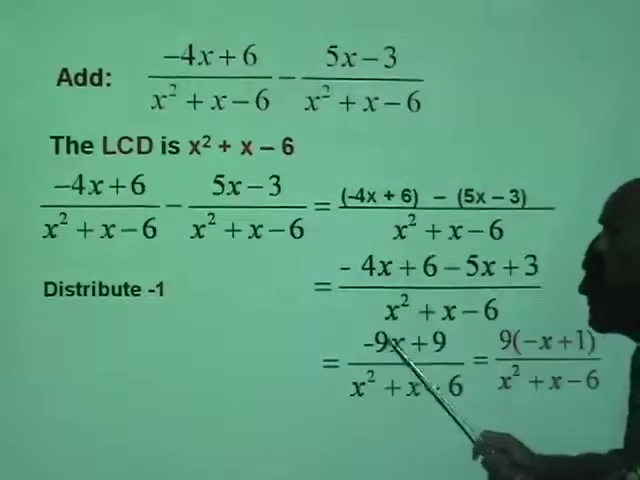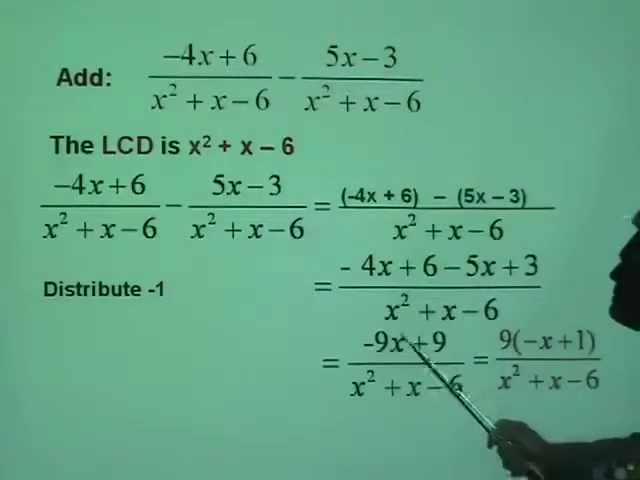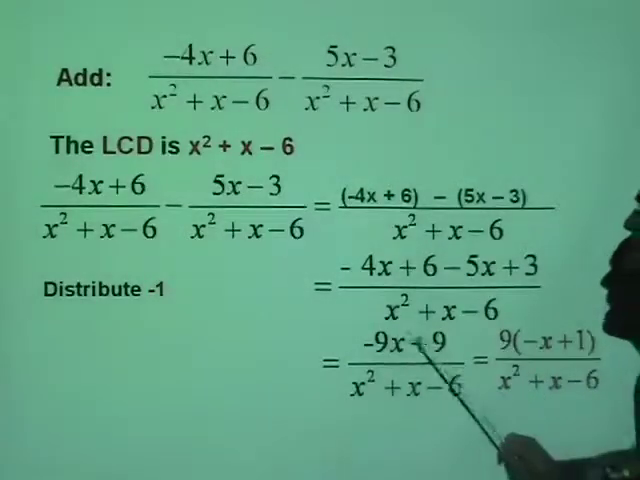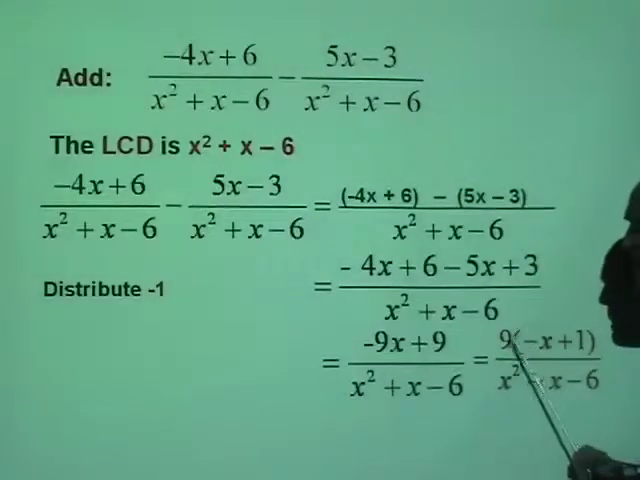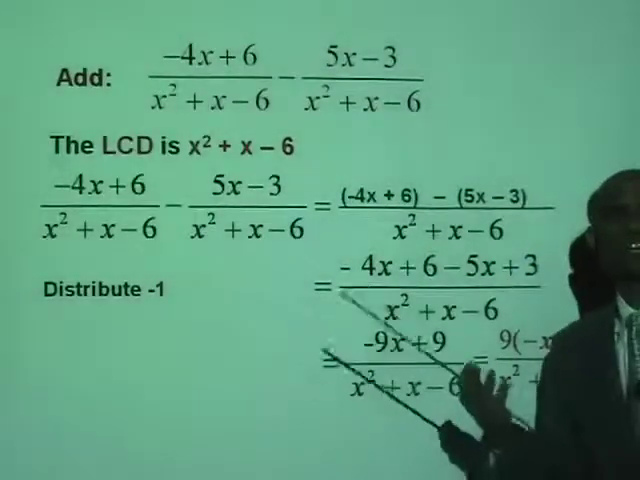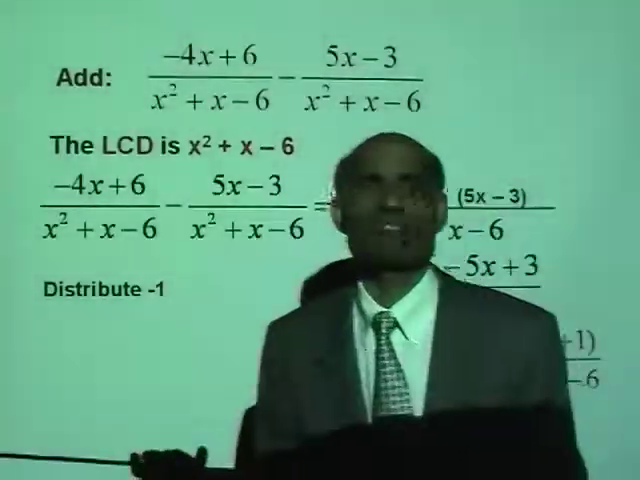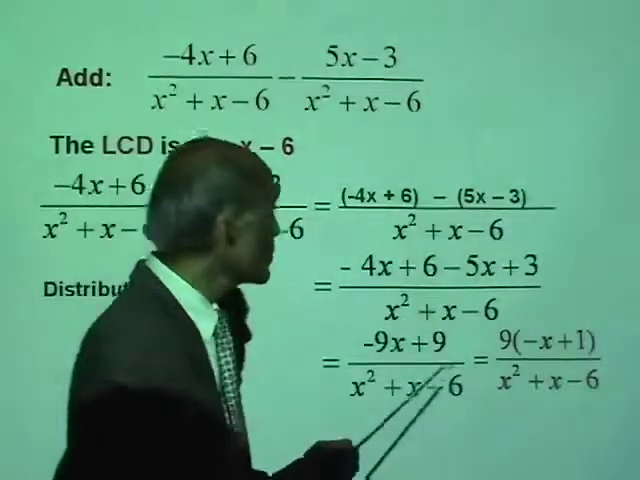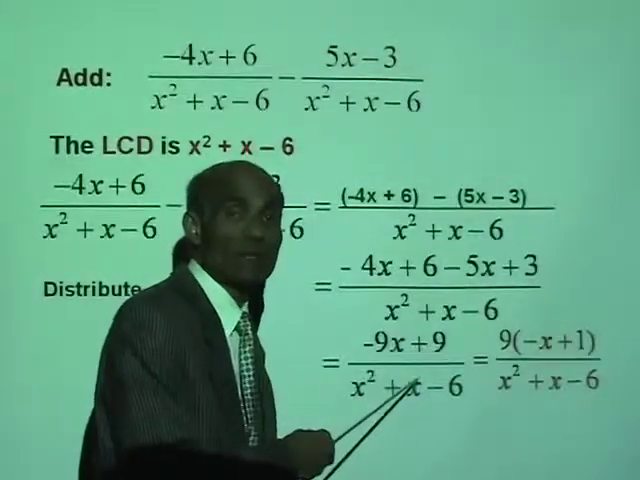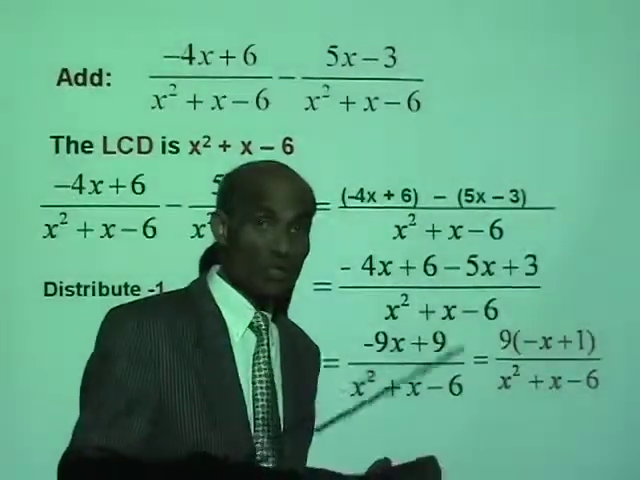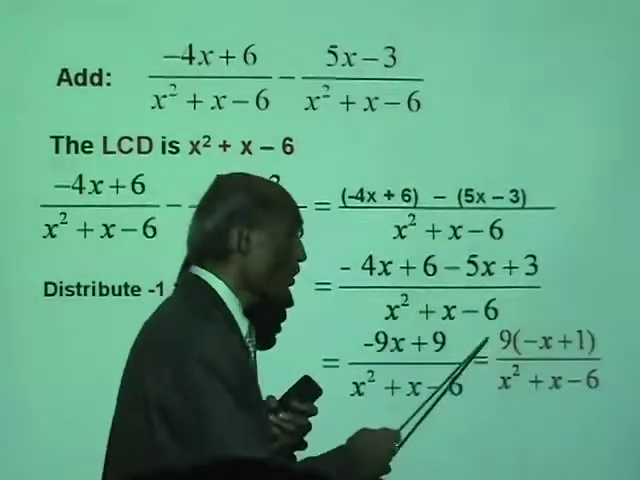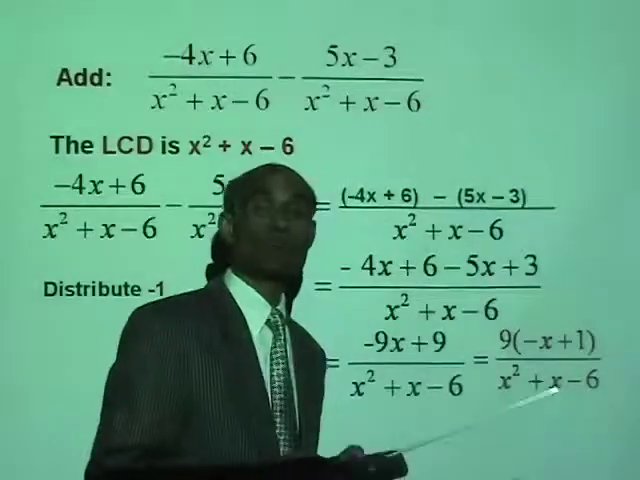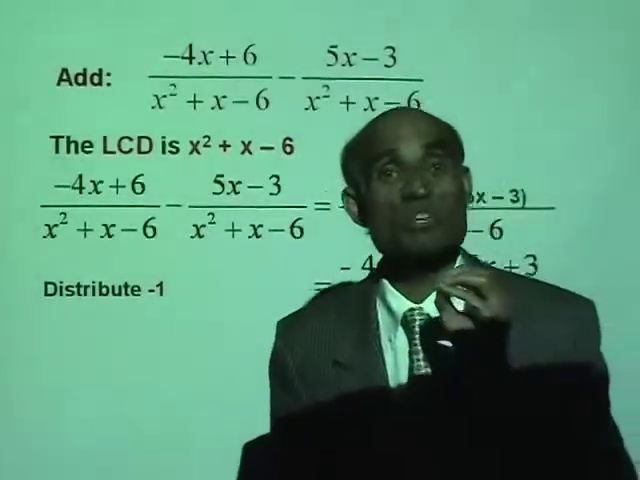Well, I can actually factor out a 9 from the numerator. So that will be 9 times negative x plus 1 all over x squared plus x minus 6. Actually, factoring out that 9 doesn't really provide you with any profit, so even if you leave it like this, it is okay. But remember, in the test, you will be supplied with the answer. The answer may be like this, or it may be like that one. You should be able to pick whatever is the appropriate one.